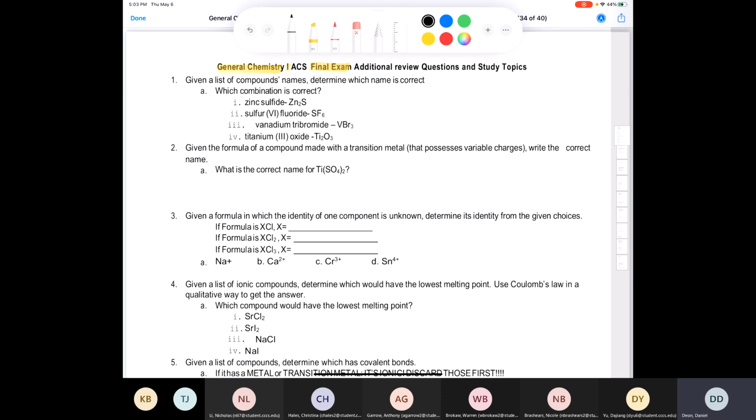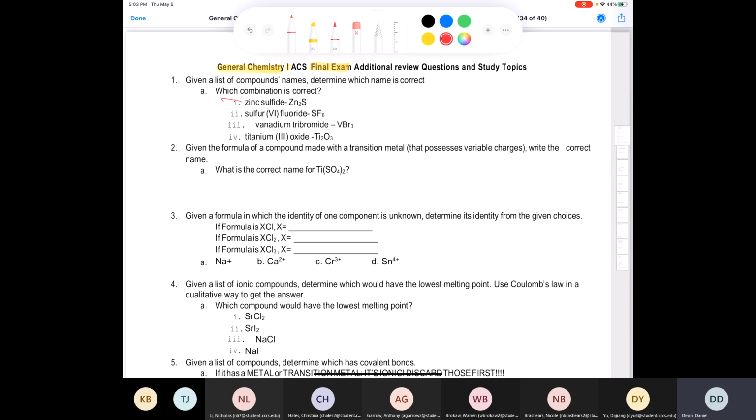Question number 1 deals with a little bit of nomenclature. Given a list of compounds, be able to determine which name is correct. So we have a bunch of different names here. Zinc sulfide, we got a formula. Sulfur 6-fluoride, vanadium tribromide, and titanium 3 oxide. Well, there's only one here that's correct, right?